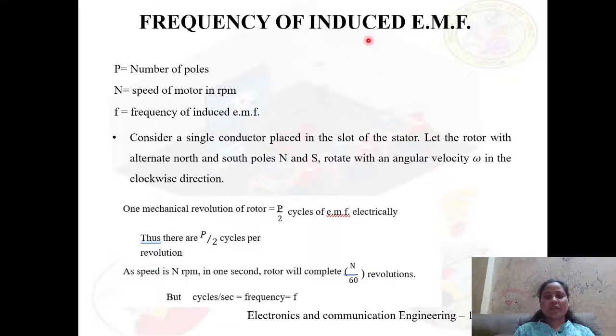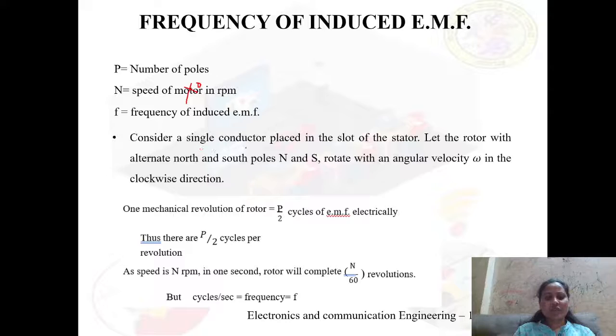Next, let us see the frequency of the induced EMF. Assuming the number of poles of the synchronous generator as P and the speed of the generator as N. This should not be motor, this should be alternator. And f is the frequency of the induced EMF.